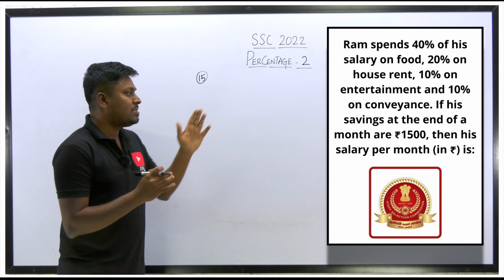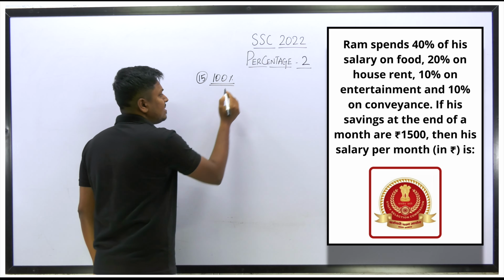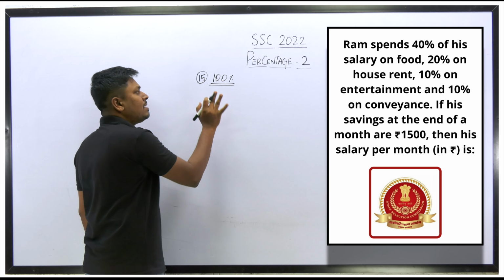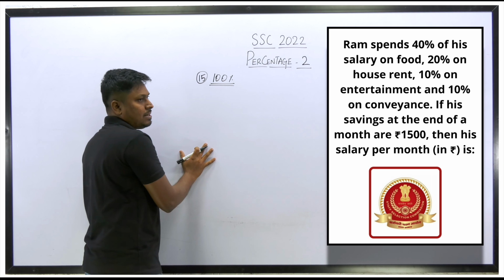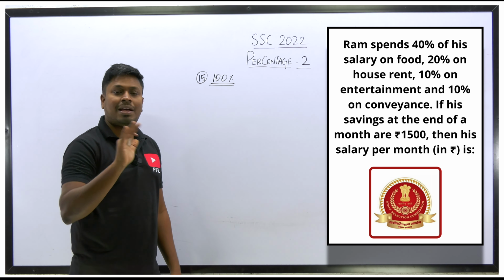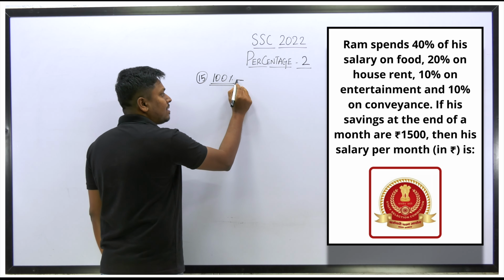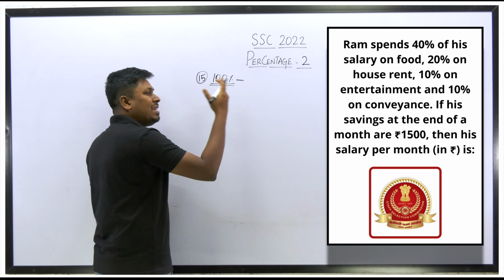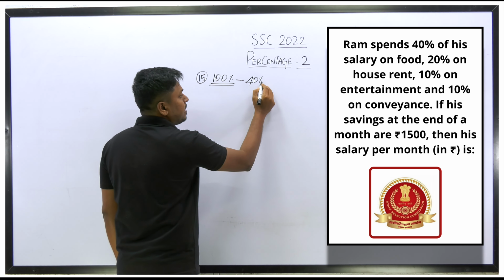It's very simple, just see here. Let me take 100% as the person's monthly salary, right? Ram's monthly salary, let me keep it as 100%. Because we don't know the exact salary amount he is getting, we can assume it as 100%. From this 100%, just subtract the percentage values of what all he is spending. Just see, 40% of the salary is spent on food.